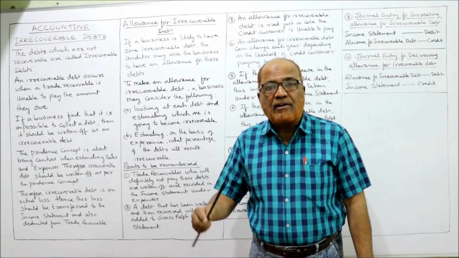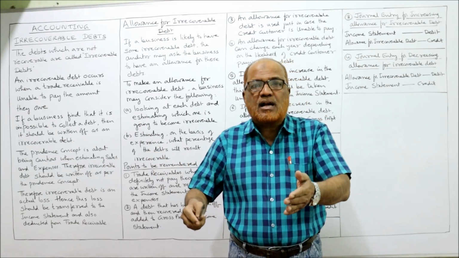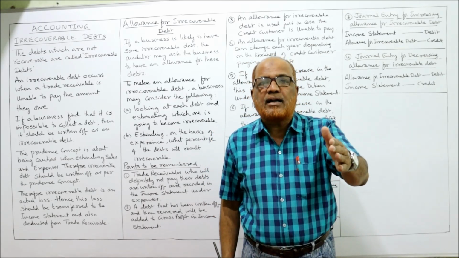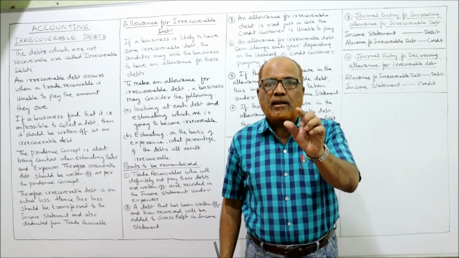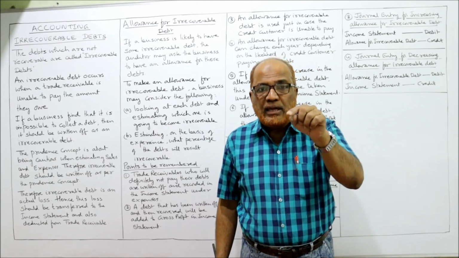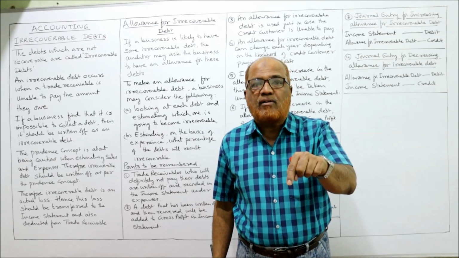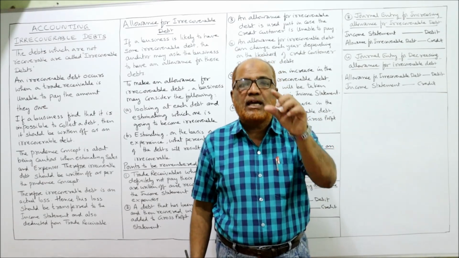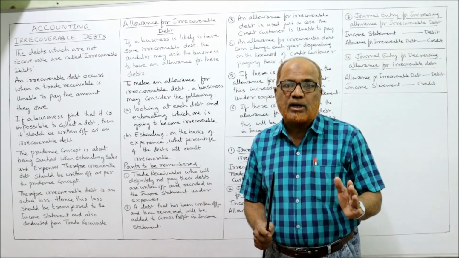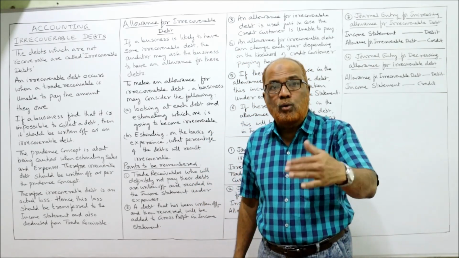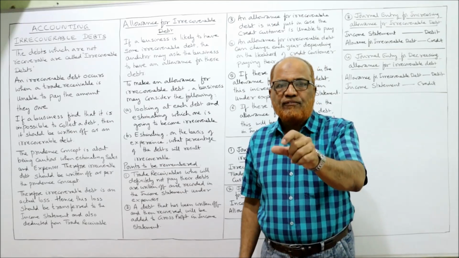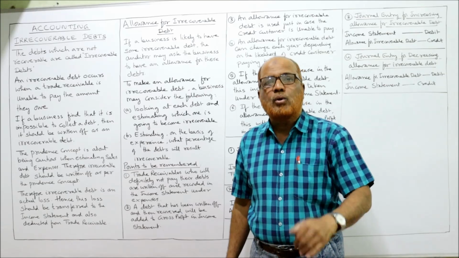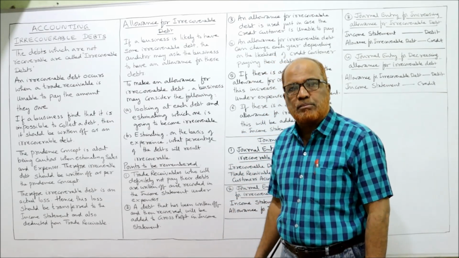Later on, after a period of time, Mr. X comes and repays the amount. That is called irrecoverable debt recovered. Now, if there is irrecoverable debt recovered, that will be added to gross profit in the income statement. Remember these points because this is very important while doing the problem. So, if irrecoverable debt is recovered, it will be added to gross profit in the income statement.